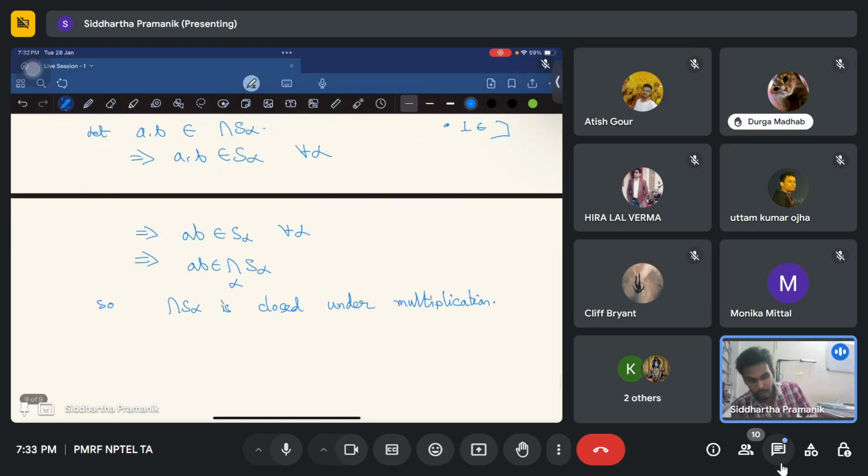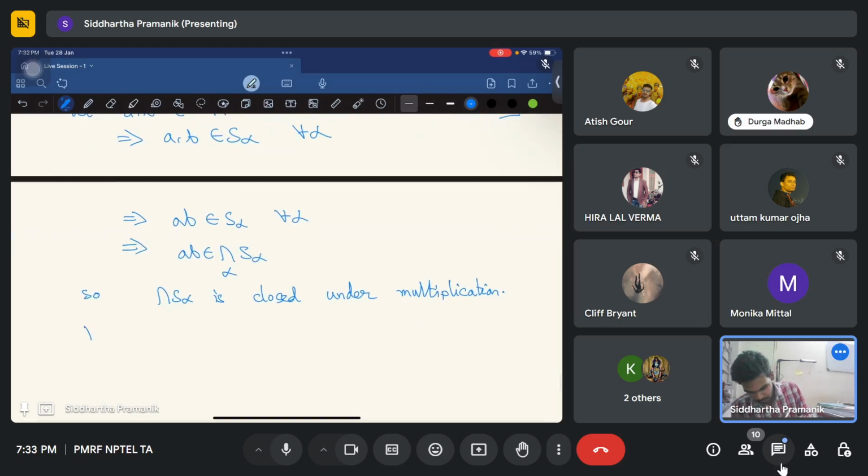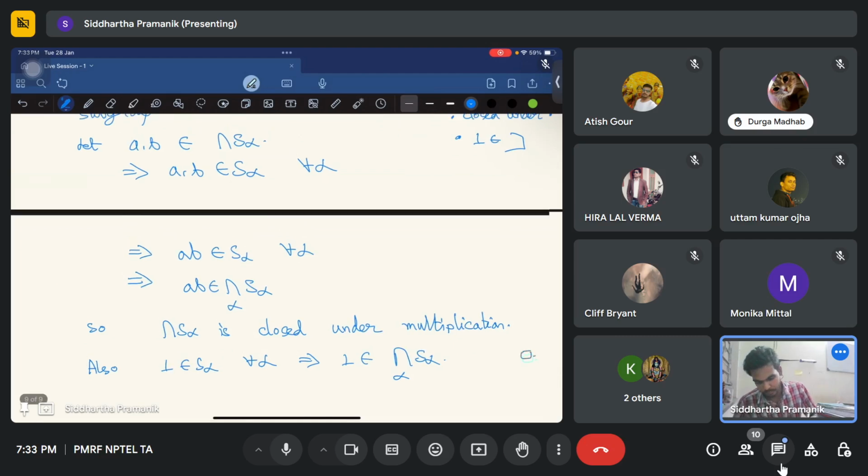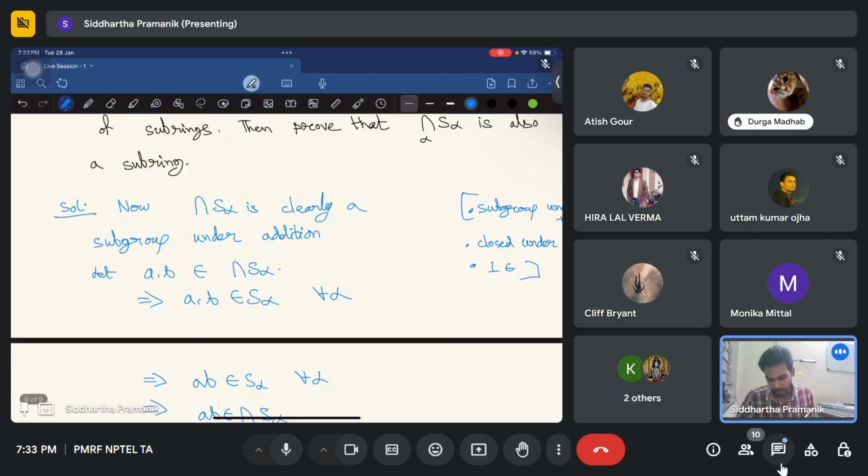And also 1 belongs to this intersection. Also 1 belongs to S alpha for all alpha, which implies 1 belongs to the intersection of S alpha. This is a subring, so it's very trivial. Okay.